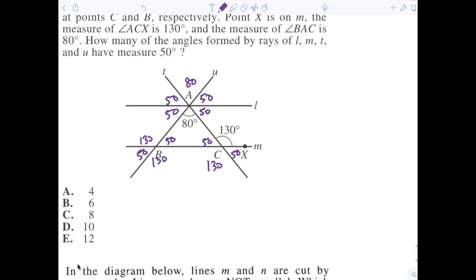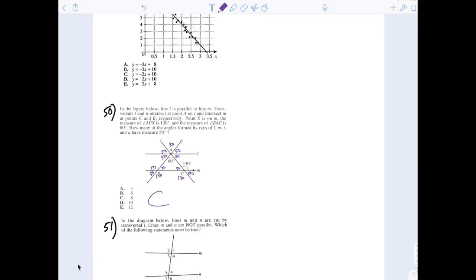1, 2, 3, 4, 5. What do we have here? How many? I think 8. C. 1, 2, 3. Everybody good with that? Yes, sir.